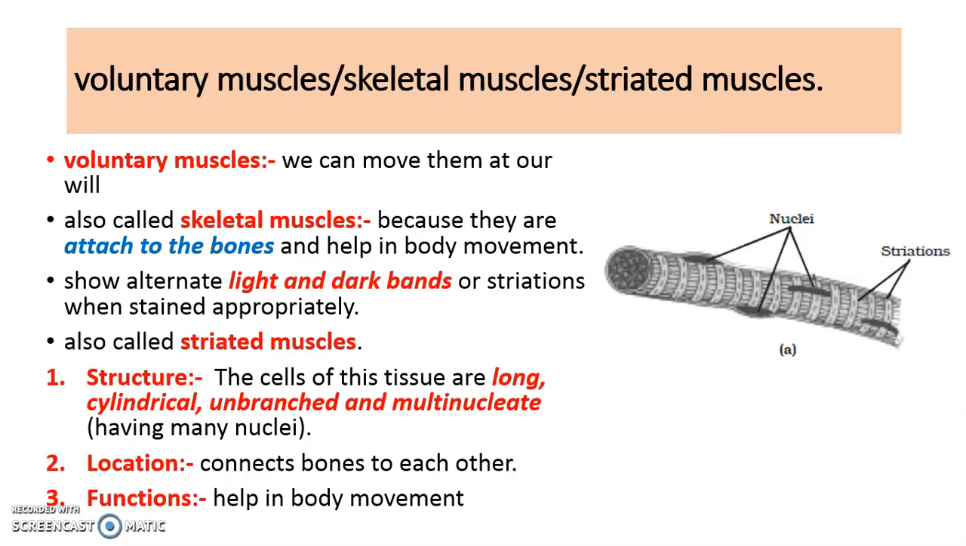Structure, let's see, the cells of this tissue are long, cylindrical, unbranched and multinucleate. That means they have got many nuclei. Each cell has got many nuclei. Location, they connect bone to each other and their main function is to help in body movement.